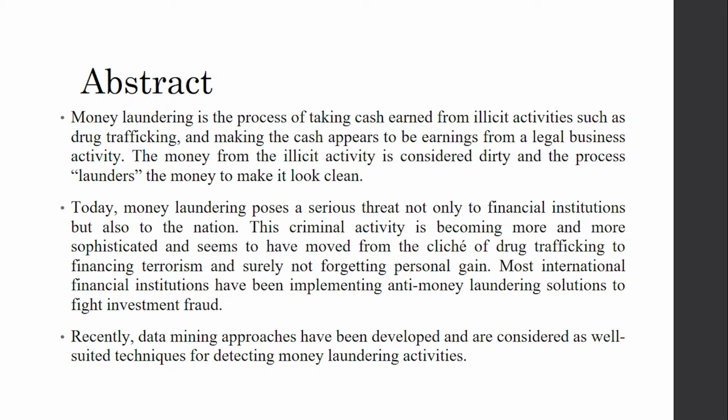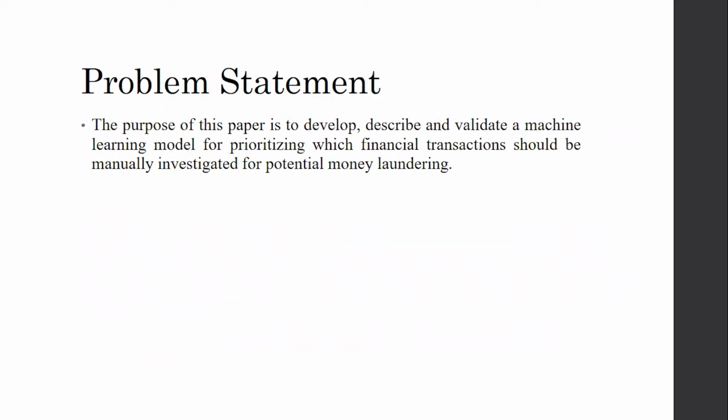So here we apply different machine learning or deep learning networks and find out the predictions. Let us know in detail about the process. First, we give some input data. It will process the information, extract the information, and then give the future prediction. Machine learning's main implementation is to predict the future. Here comes the problem statement. The purpose of our application is to develop, describe, and validate a machine learning model for prioritizing which financial transactions should be manually investigated for potential money laundering.